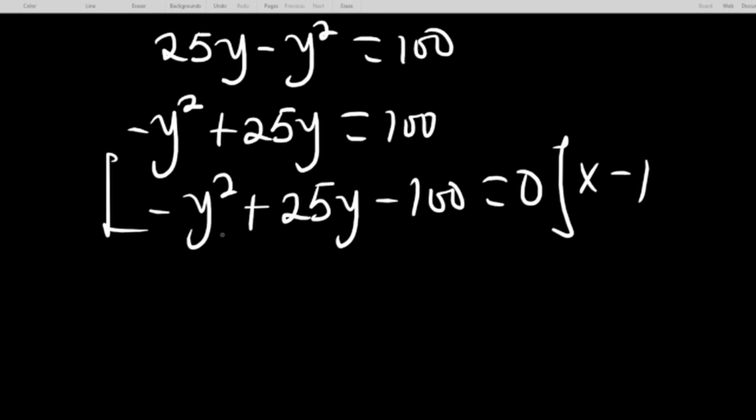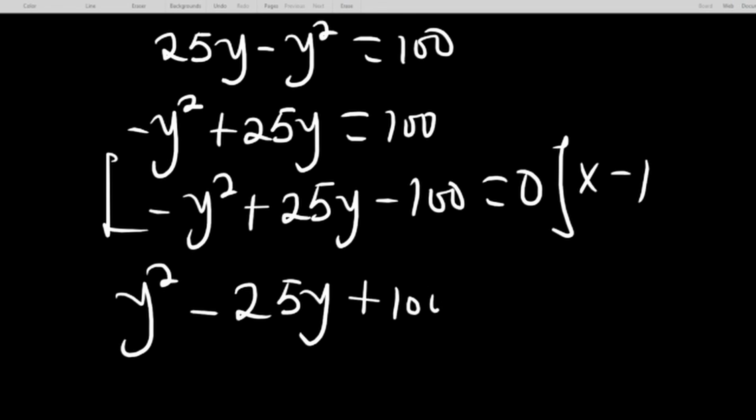So -1 times negative y squared gives us y squared. It becomes a positive y squared. Now -1 times 25y gives us minus 25y. And the negative times the negative gives us plus 100. And this is equal to 0. So we have a quadratic. And that simply means that we're definitely going to have two values of y.